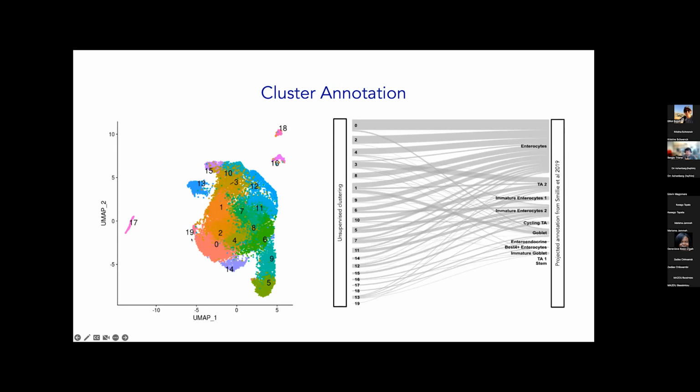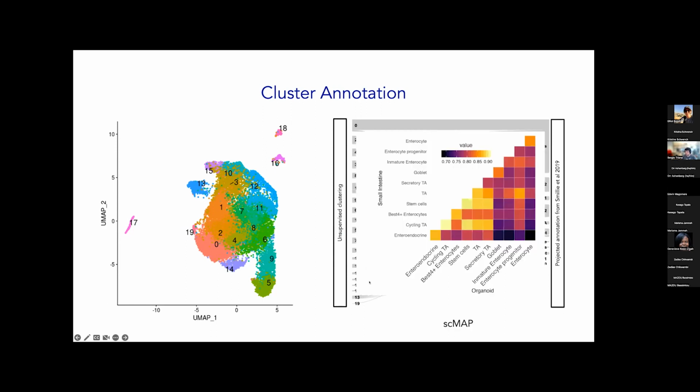So I can see, oh, cluster 0 here is likely an enterocyte. Cluster 17 here, if I go back, is likely an enteroendocrine cell, and so on and so on. And this will give you a small idea of what I might have. The other thing that I can do is try to do correlation. So here I have the published data set and my data set, and then I can see how they correlate. Well, it seems like what I think are enteroendocrine cells correlate really highly with the published enteroendocrines, and so on and so on.